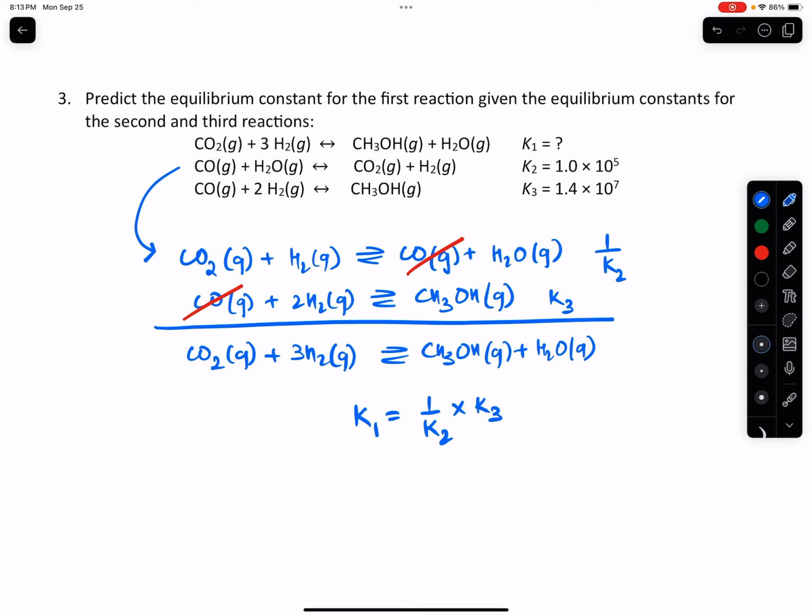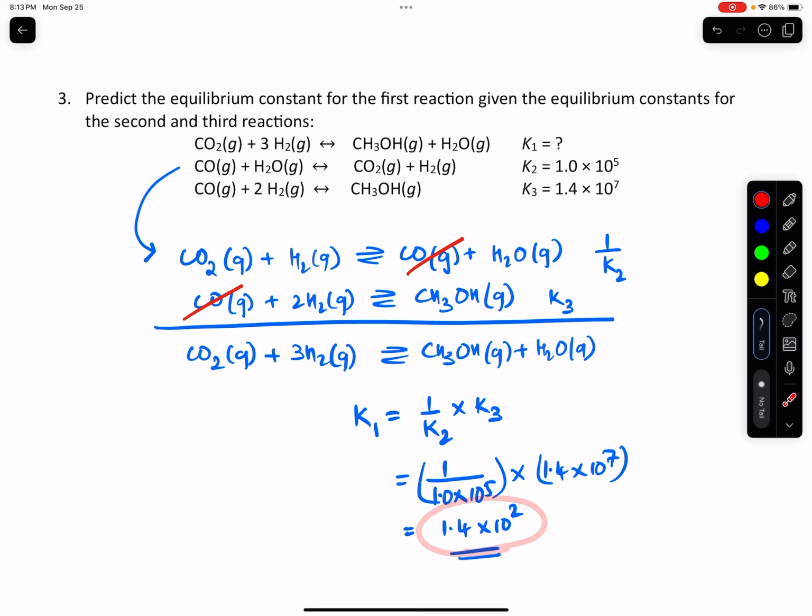Now all I have to do is take the values of K2 and K3 given to us and plug them in and solve. So when I do that, I get 1 over K2 is 1.0 times 10 to the 5, times K3 is 1.4 times 10 to the 7. And if I solve that, let's go ahead and write that down here. If I solve that, I get 1.4 times 10 to the power 2. And there you have it. That is the equilibrium constant for this reaction.